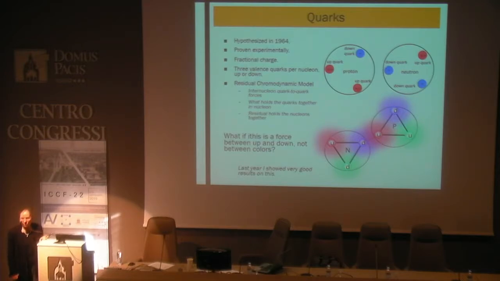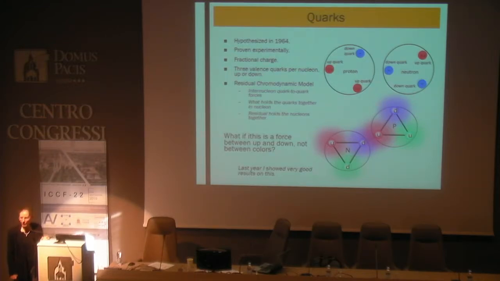Last year during the poster session, I showed a very good deviation of this residual chromodynamic model, which was based on, rather than a blue quark bonding with a red quark, what was going on was actually a down quark bonding with an up quark. And that made the difference. I was able to do a very simple calculation in an Excel spreadsheet for all the nuclides and predict the binding energy very closely.